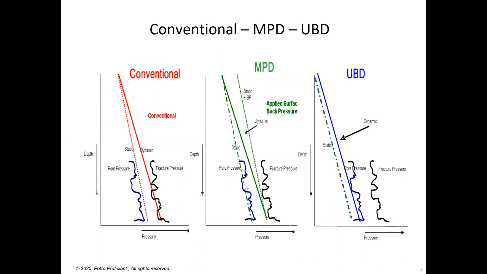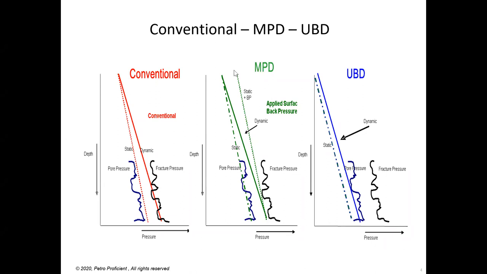So what happens is, when you go into dynamic condition, you have an increase in your annular friction pressure losses, so you have an additional pressure in the well. But in this case, what we have done here is you are below your fracture pressure. So you're within the window and you're not inducing any losses.